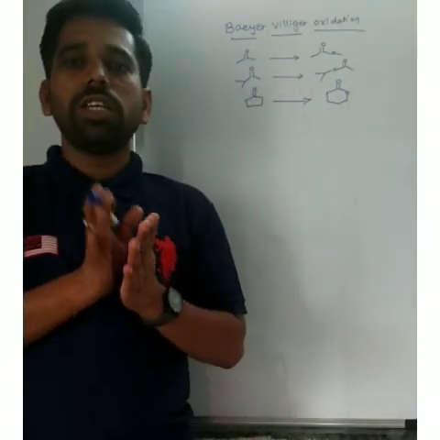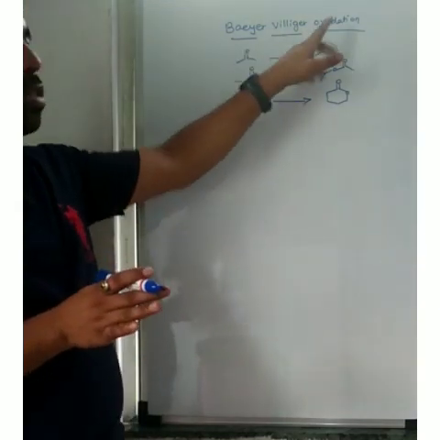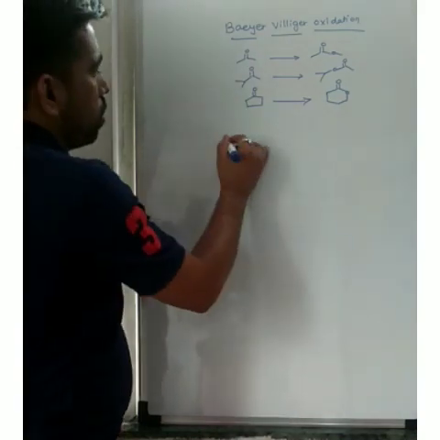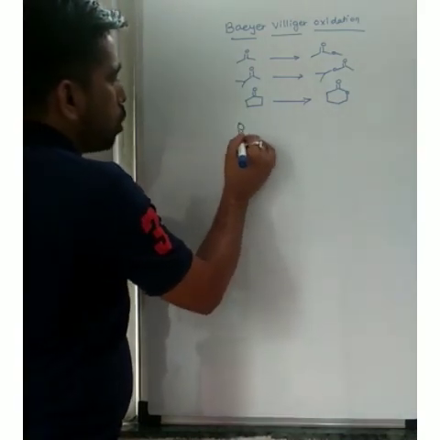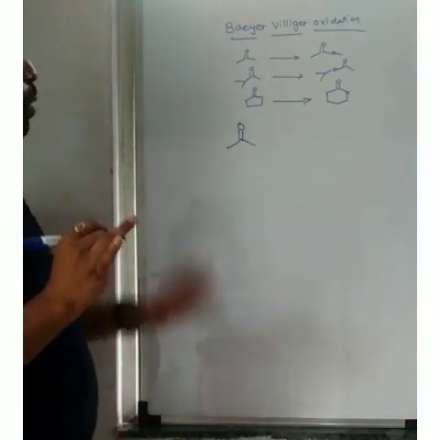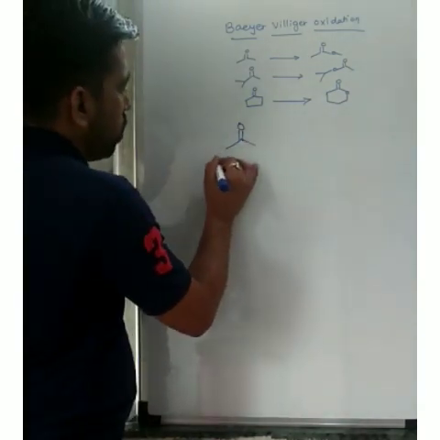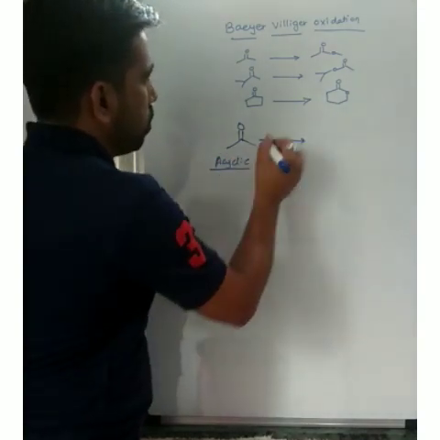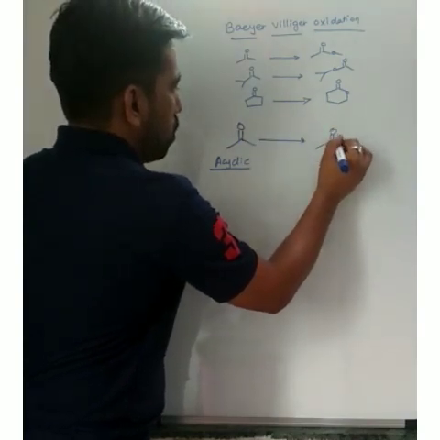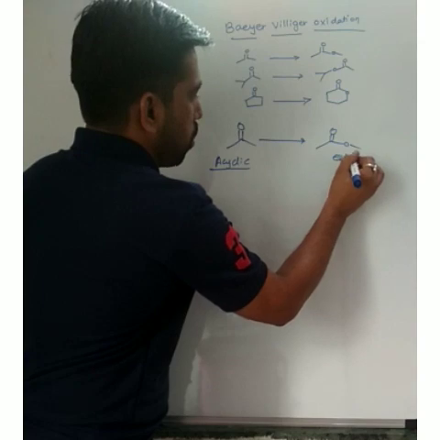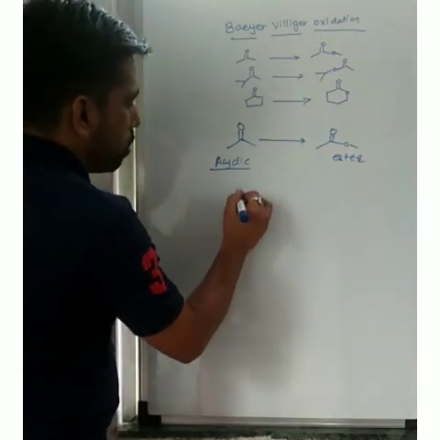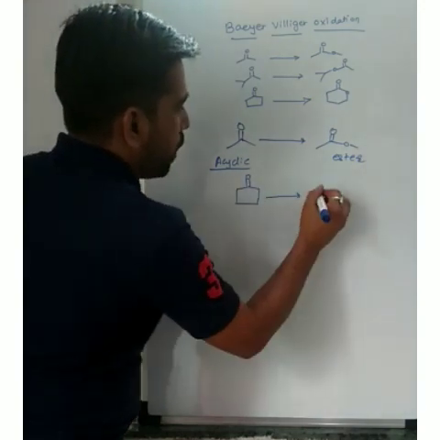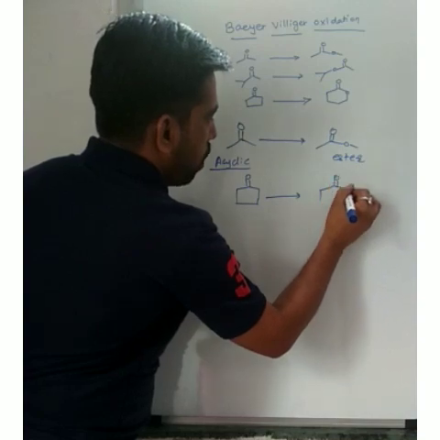Hello everyone. In today's session, I am going to discuss the Baeyer Villiger oxidation reaction. In the Baeyer Villiger oxidation reaction, there is insertion of oxygen adjacent to the carbonyl group of the ketone. An acyclic ketone on Baeyer Villiger oxidation gives an ester as a product, and in the case of a cyclic ketone, we get a lactone as the product.